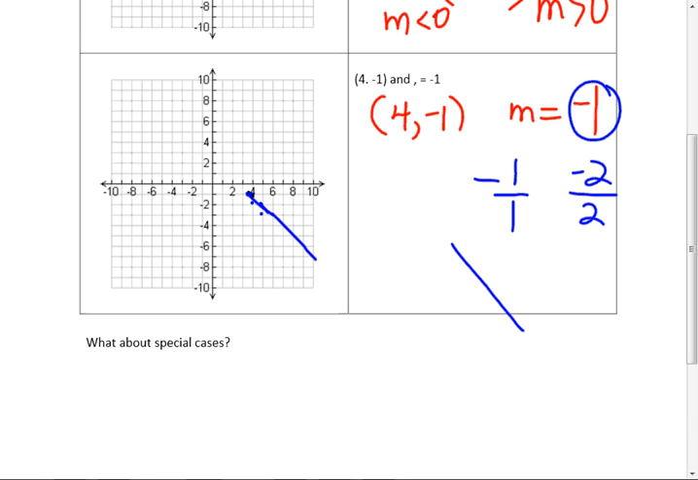Okay, we have to know how to graph lines. Paris, why doesn't it make sense? I just don't get it. Pen down. This is a ratio, negative 1. Do you believe that, Cole?